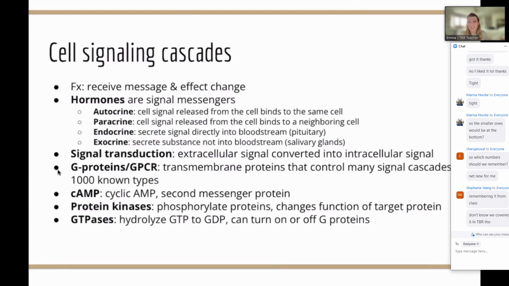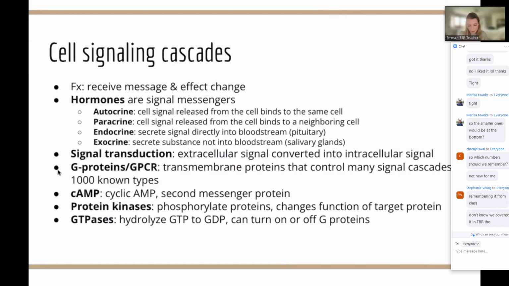Signal transduction is just a fancy way of making an outside message an inside message. So something that comes to the outside of the cell, interpreted by the cell, is going to change the intracellular actions or behavior, or maybe the products that are formed. And those are done by some key players: G proteins or G protein coupled receptors, GPCRs, cyclic AMP, protein kinases phosphorylate things.